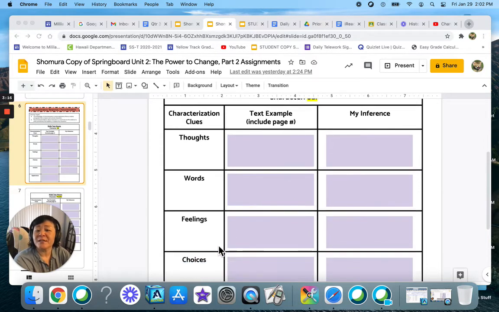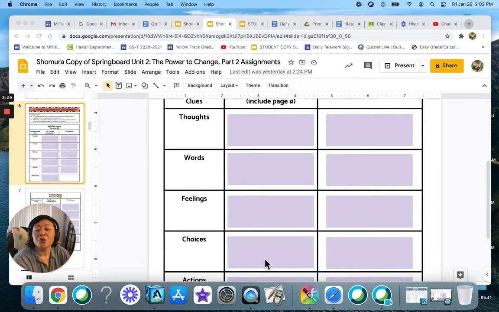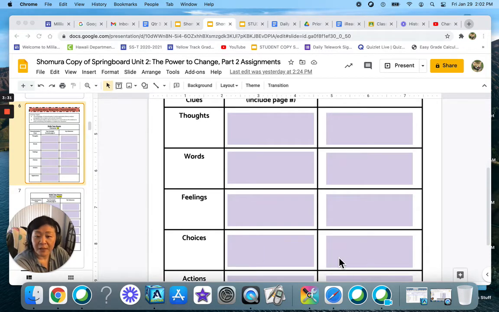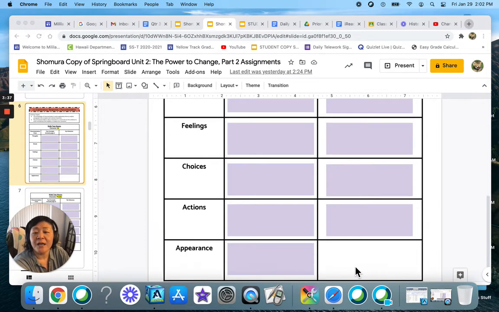Okay? And you're going to do the same thing with feelings, listing down some of the feelings she felt and the page number, and then make an inference about that, about her characterization. Choices she's made and your inference. Actions, things she's done, and your inference. And then for this, you just need to type out what her appearance was, and you don't need to do anything in this box, okay? You don't need to infer. So this would be, what does she look like? What are some of her physical traits? Okay. And you do know some of that from the text.